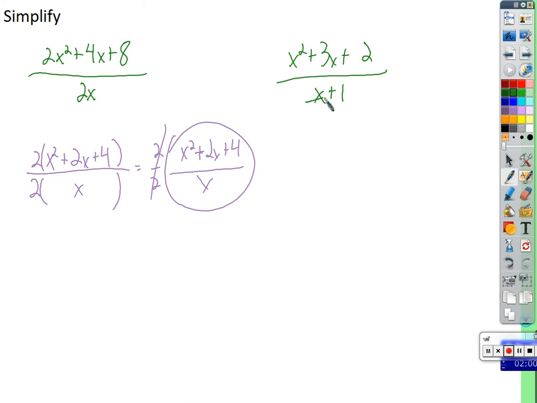But would it be possible to cross this out, to cancel this out with something in the numerator? The only way that you could cancel out, say, this 2 is if you can write the numerator and denominator as 2 times something, 2 times something else. So the same would be true here. The only way you can cancel out this x plus 1 is if the numerator could be written as x plus 1 times something. Can we write this as x plus 1 times something else?